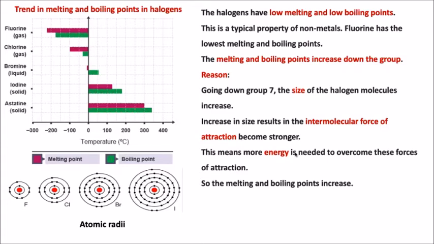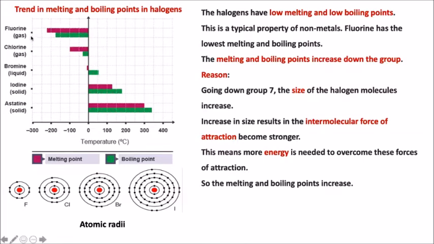So we did talk about the fact that in general, halogens have low melting and boiling points. It is a typical property of all non-metals. Every non-metal has low melting and boiling points. Fluorine has the lowest melting point and boiling point. So if you look at the graph very carefully, fluorine's melting point is around -222. Look at the graph carefully. Its boiling point is around -175. You can see how low it is, very, very low.